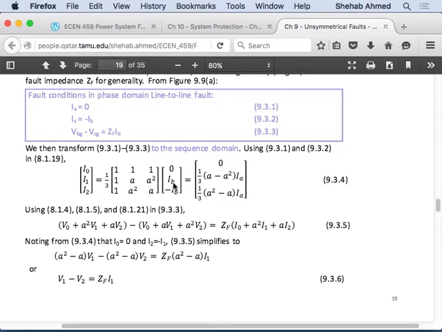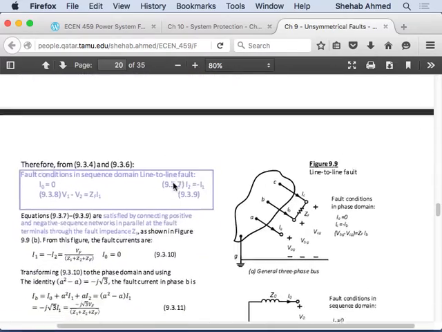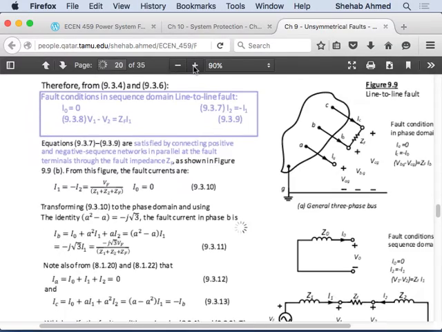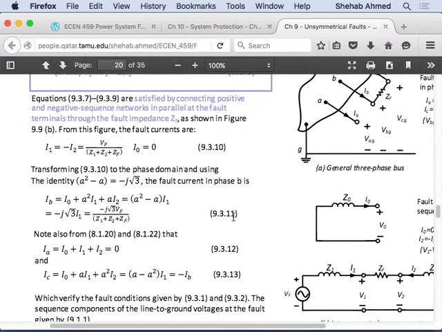If I have my sequence current, how do I calculate my phase current? Given my sequence current, right, we can always go from sequence to phase, phase to sequence, by either using the sequence matrix or the inverse of the sequence matrix. So here they did that for you. The phase B current is equal to I0 plus A squared I1 plus A I2. We know that I0 is equal to 0, since this is a line-to-line fault, and then we can find IB from A squared I1 plus A I2.